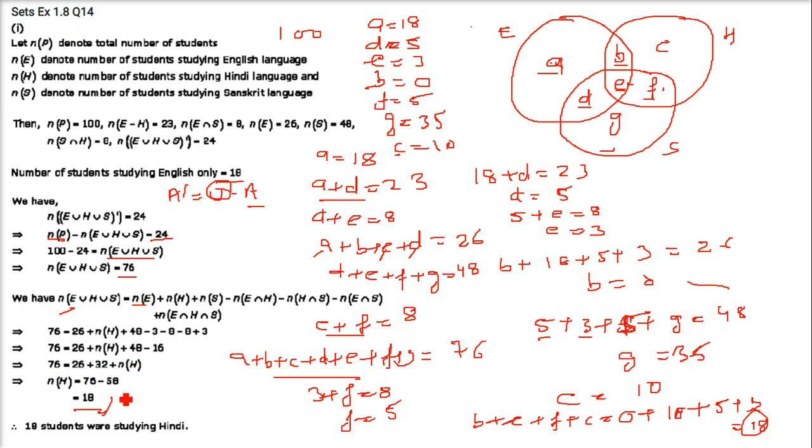This is how we found out. So this is one method. This is another method. Whichever way you want to do. Now the next one is Hindi and English. Second part is Hindi and English. How many students are studying Hindi and English?